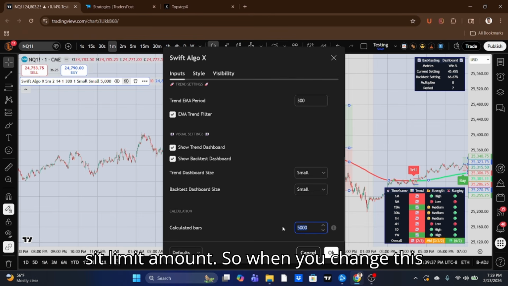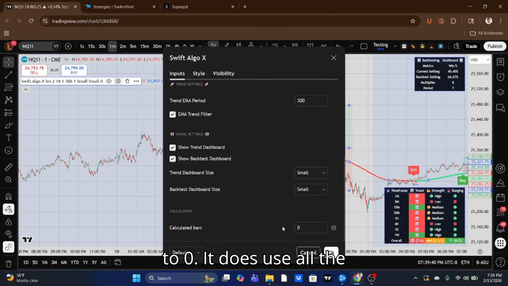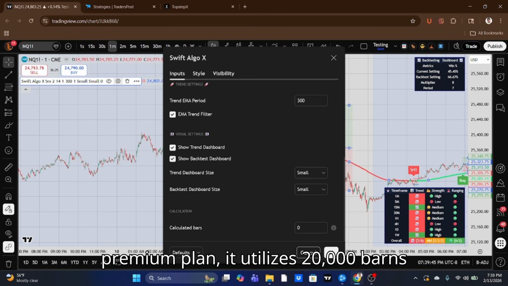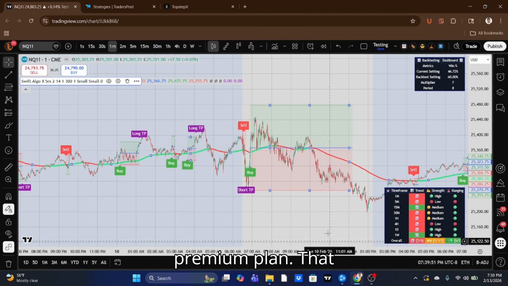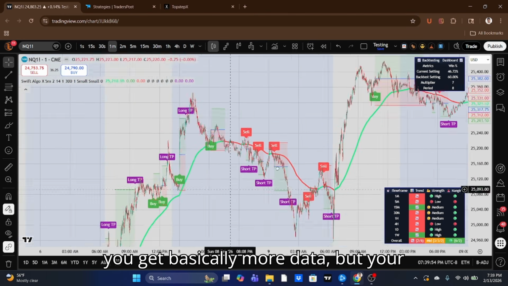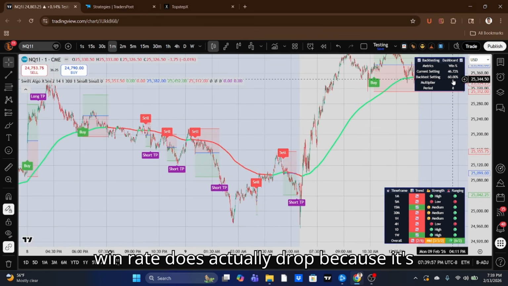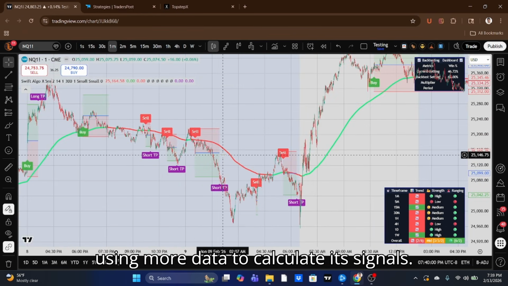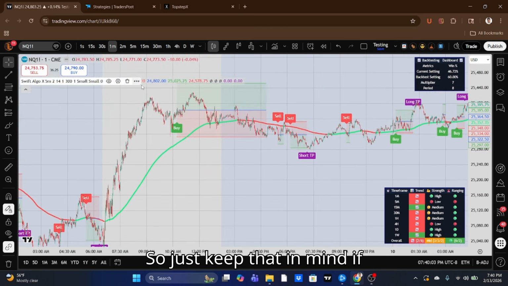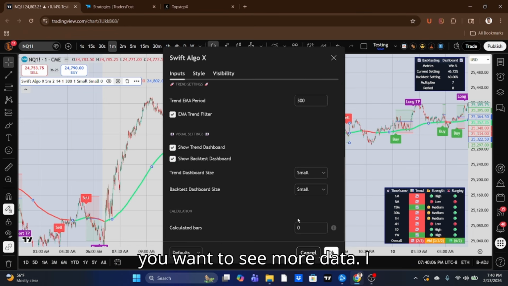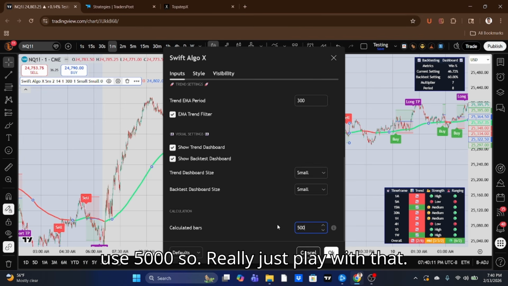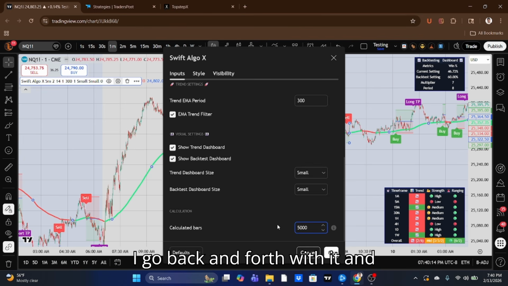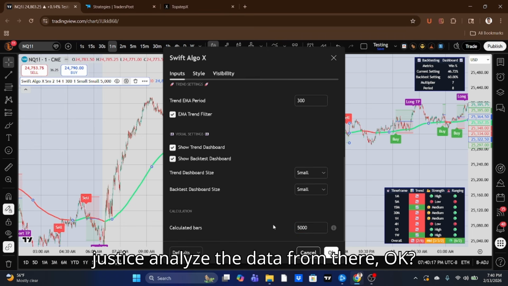When you change this to 0, it uses all the bars available based on your TradingView plan. For me, since I have the premium plan, it utilizes 20,000 bars, since that's what's available on the premium plan. So you get more data, but your win rate does actually drop because it's using more data to calculate its signals. Just keep that in mind if you want to see more data. I usually go back and forth. Sometimes I use 0, sometimes I use 5,000. I really just play with it and analyze the data from there.